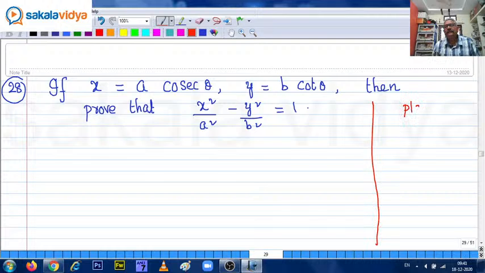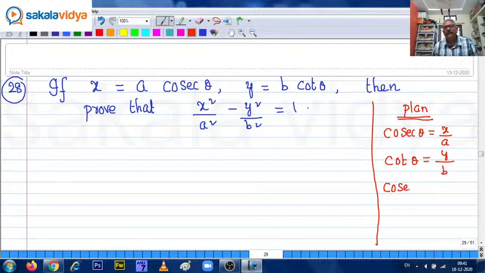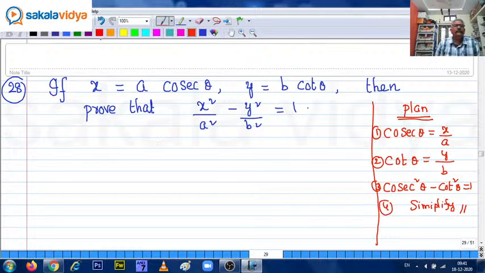So I will sketch the plan. First cosec theta write down. Cosec theta is equal to x upon a. Next cot theta write down. Y upon b. Yes, make use of cosecant square theta minus cot square theta is equal to 1. That's all. The problem will be solved. First, second, third, fourth simplification. Simplify. Yes. Now the solution.